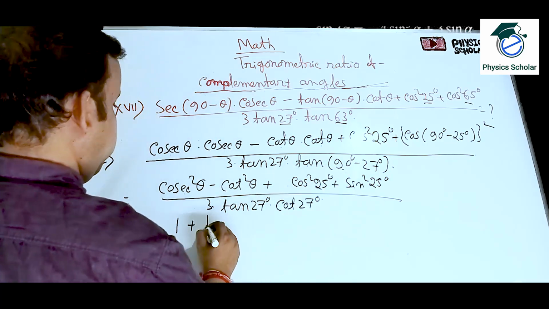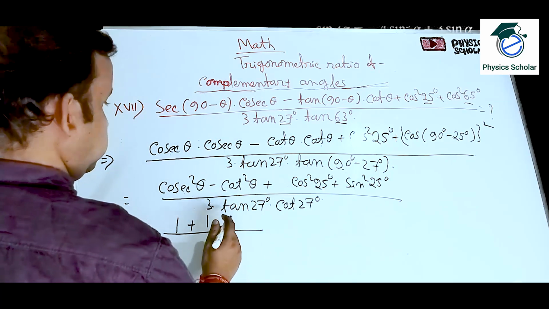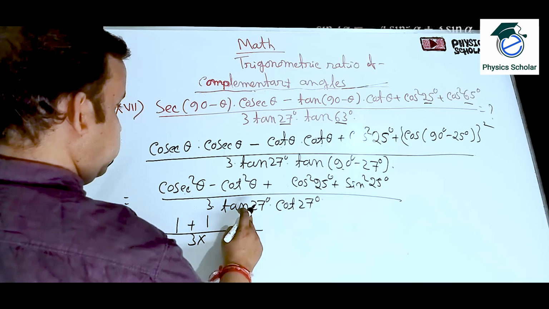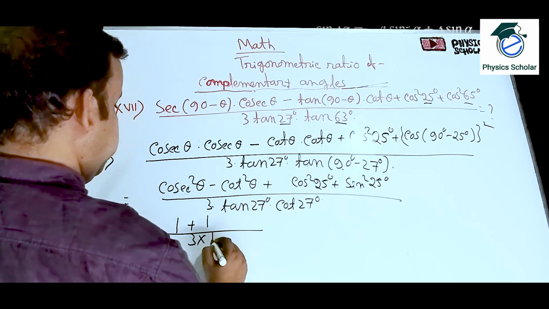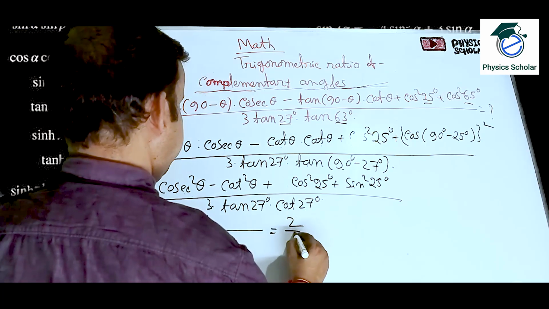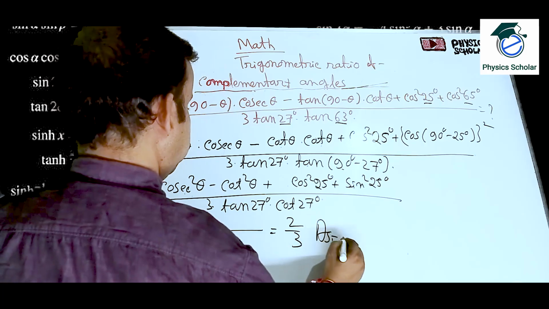So cosec square theta minus cot square theta means 1, plus cos square theta plus sin square theta means 1, divided by 3 into tan theta into cot theta means 1. That means 2 by 3. That will be your answer.